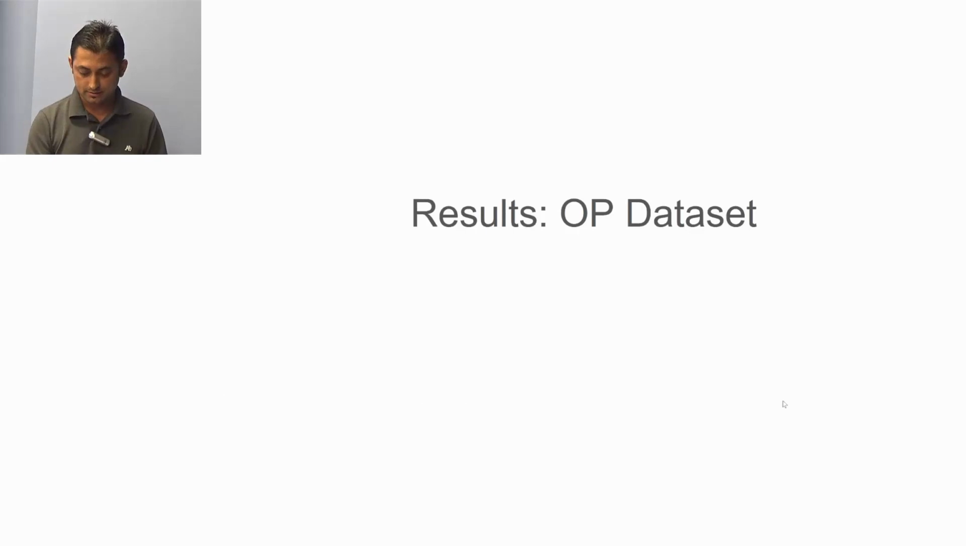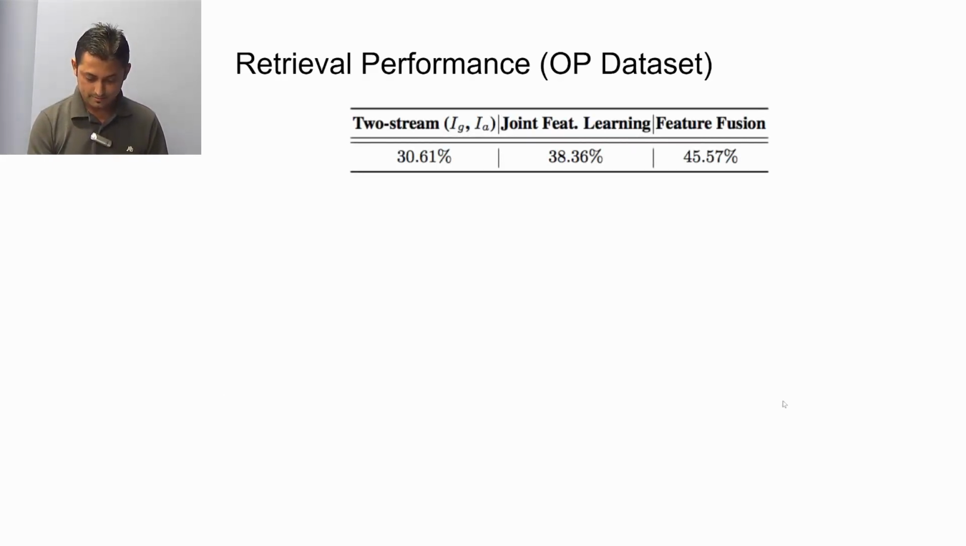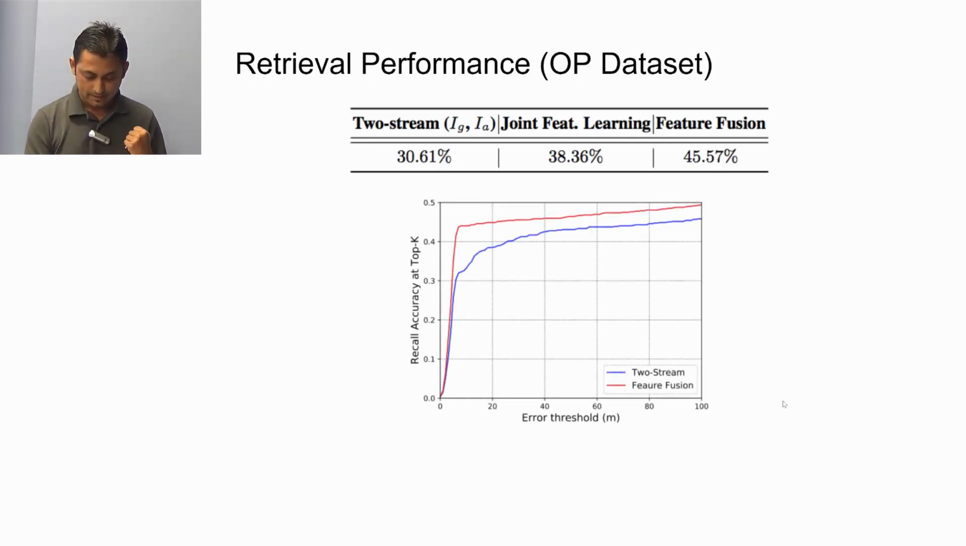Now let's look at the results for the OP dataset. So first, the retrieval performances. These are the numbers for top 1 accuracies using two-stream network, joint feature learning, and feature fusion approaches. And here we show the error threshold versus recall accuracy. Here error at threshold x means that if the retrieved image is within a distance of x meters, then the retrieval is correct, otherwise it is wrong.